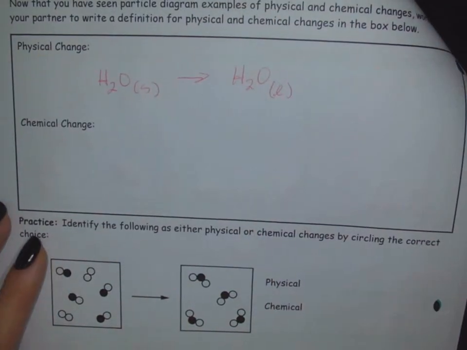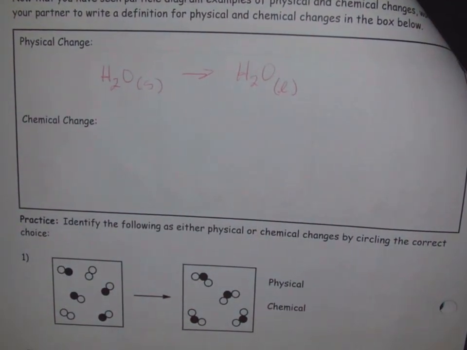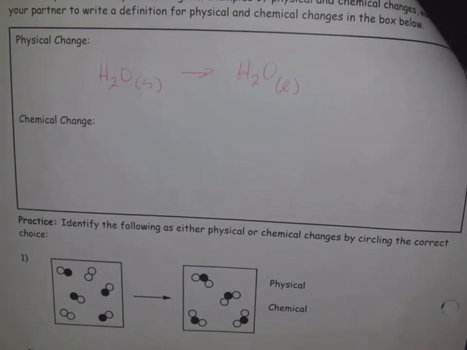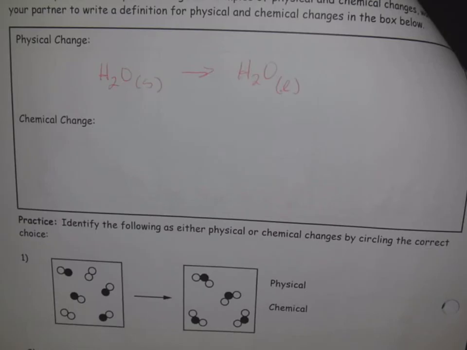But here's an example. H2O solid turning into H2O liquid, an ice cube melted. And just a reminder, because I know it shows up in the questions, that when IMFs can be overcome, like the attraction between the molecules, we can add energy or take away energy and increase those IMFs, but that would be a physical change, not a chemical change.